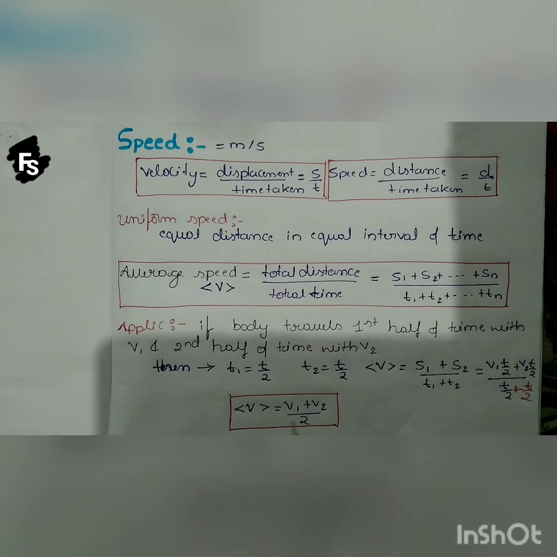There are some more applications we can solve by understanding this concept. Then we come to instantaneous speed. What is instantaneous speed? Speed at a particular instant, means speed at a particular time, is known as instantaneous speed. Means we have to apply a limit. This speed has a limit. Means limit dt tends to 0, ds by dt is equal to v instantaneous.